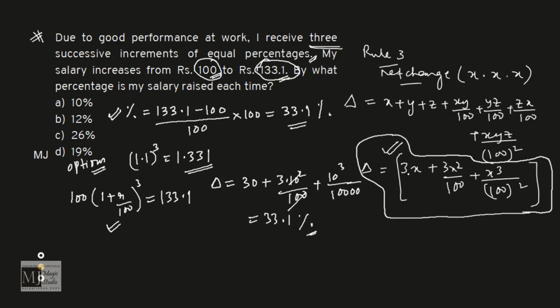If rate of compound interest is same for 3 consecutive years, this is always the interest. This is always the total interest collected in 3 years in compound interest. The same format can be used to calculate compound interest after 3 years. 3x plus 3x square by 100 plus x cube by 100 square, whole into p will give us the total compound interest also. That's why I've taken up this question, and I want you all to practice more questions on this.